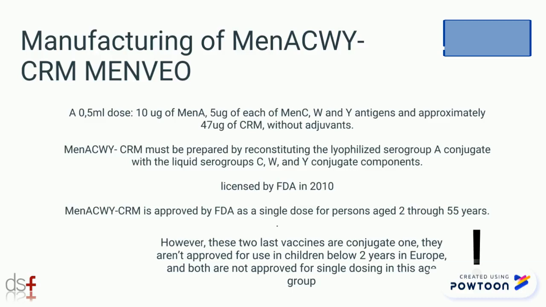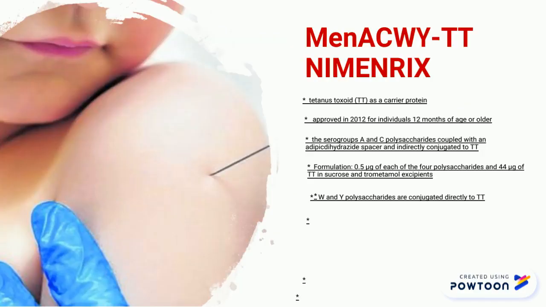It was approved by FDA as a single dose for persons aged 2 through 55 years. However, these two last vaccines are conjugate vaccines, and they aren't approved for use in children below 2 years in Europe, and both are not approved for single dosing in this age group.